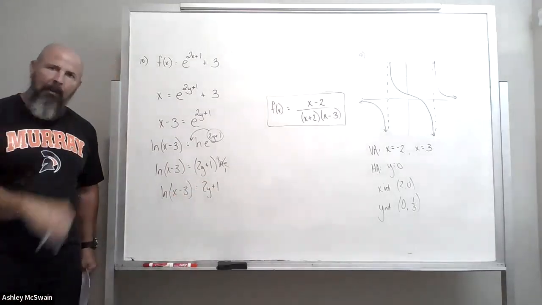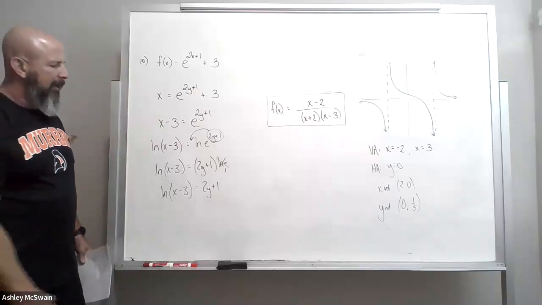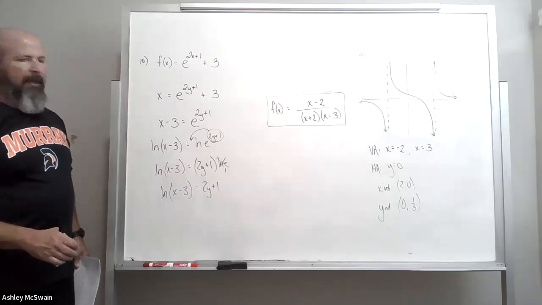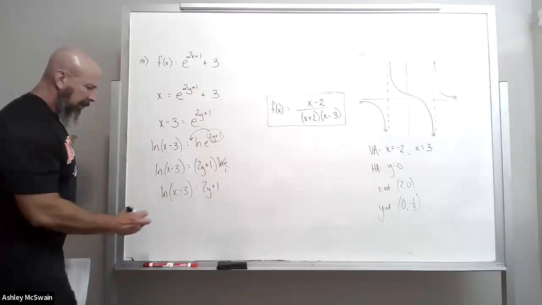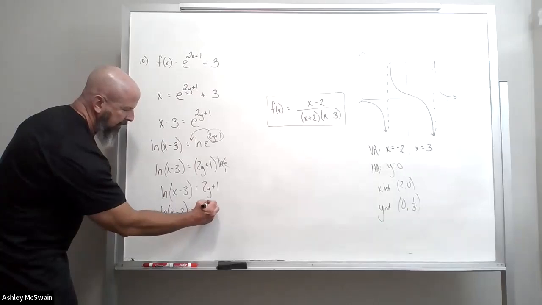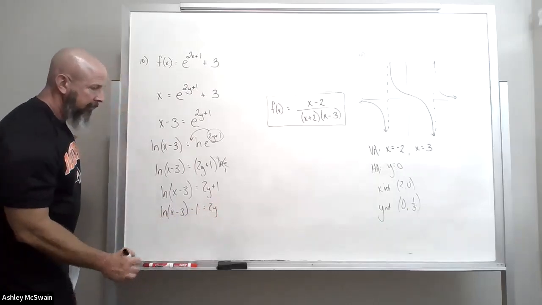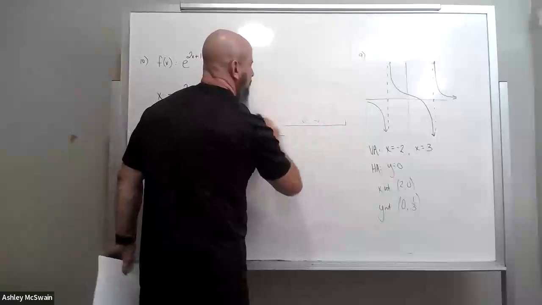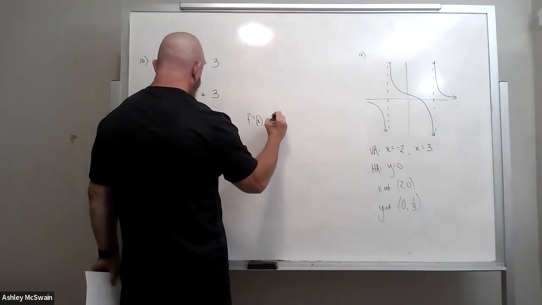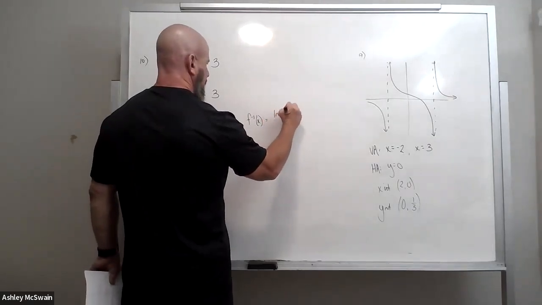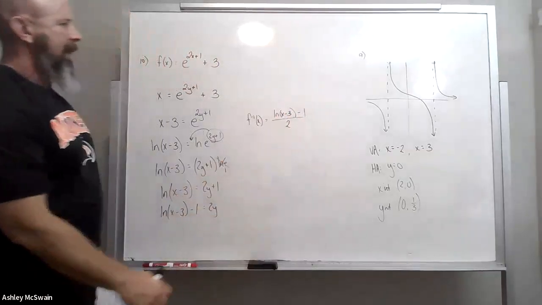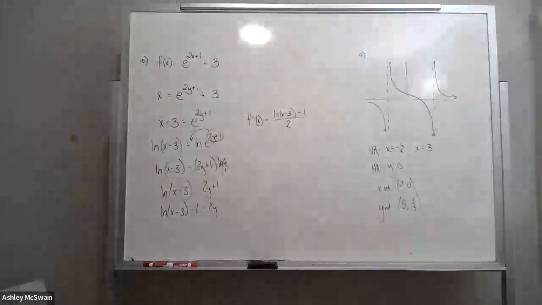Now, at this point, I had quite a bit of work there, but at this point, it's not too bad to get y alone. We're going to subtract the 1 over and then turn around and divide by 2. So, ln x minus 3 minus 1 is 2y. And I'm just going to write it up here. F inverse of x would be ln x minus 3 minus 1 all over 2. Or you could even bring a half out in front. Whichever look that you like.